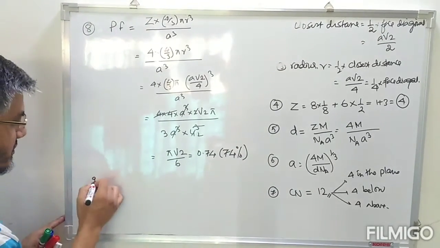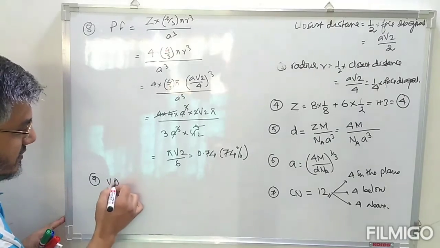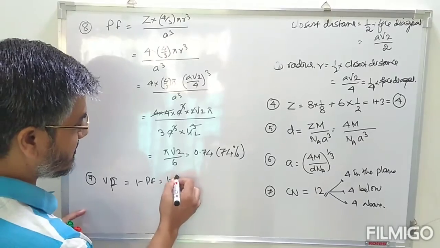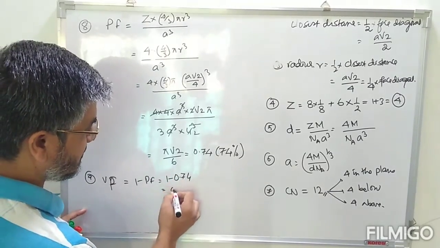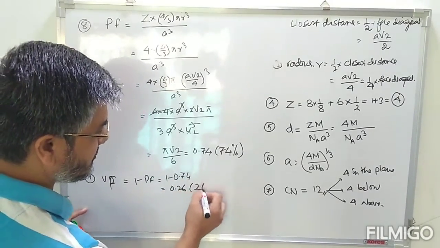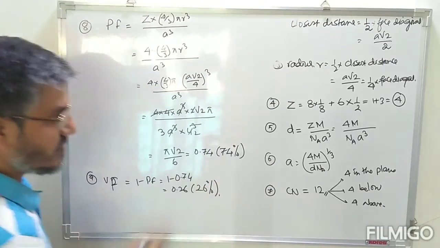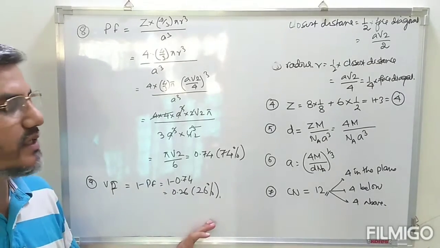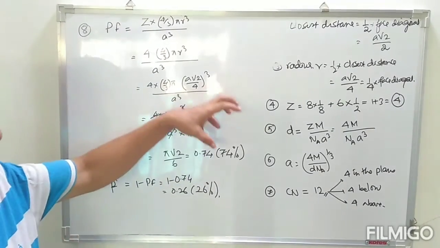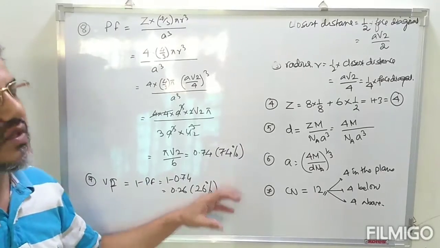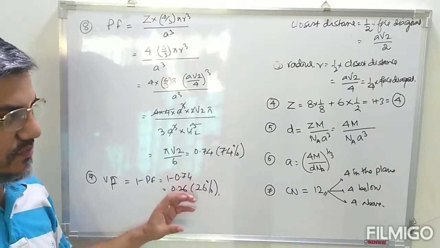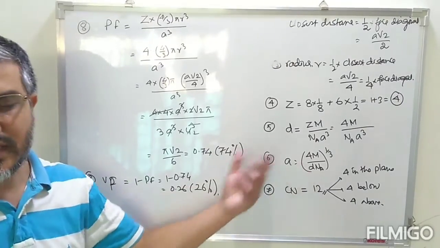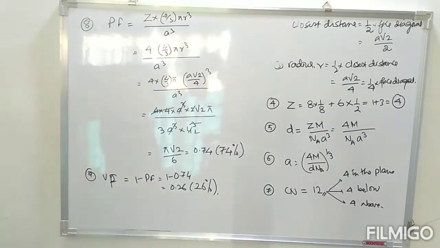If this is the packing fraction, then the void fraction is 1 minus the packing fraction, so 1 minus 0.74, that is 0.26. So approximately 26% of the unit cell is left unoccupied by spheres. So these are the unit cell parameters of simple, primitive, body-centered and FCC types.